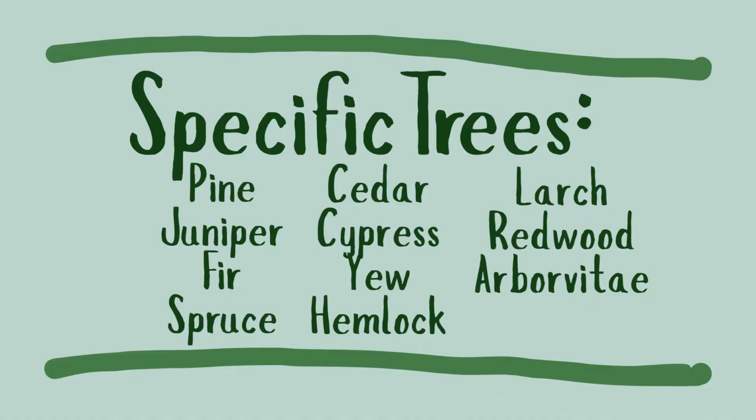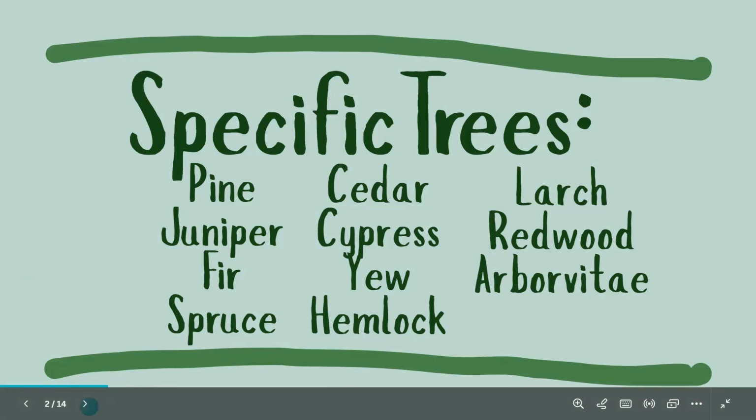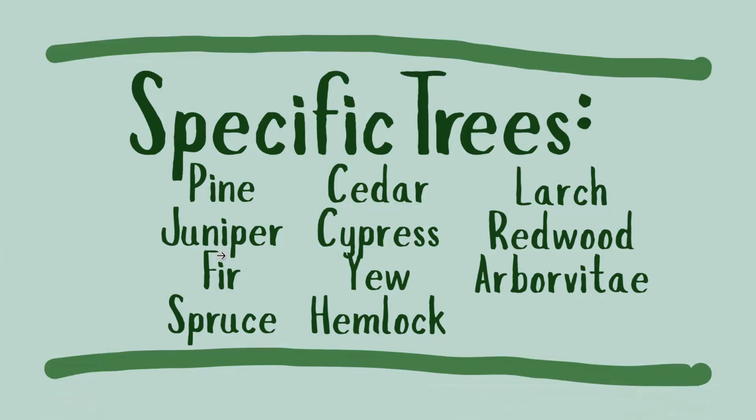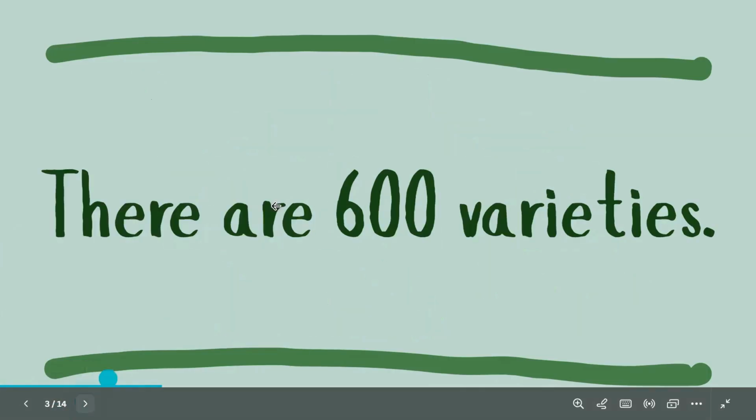We have pines, junipers, firs, spruces, cedars, cypress, yew, hemlock, larch, redwood, arbor vitae. So a lot of these you might see at the holidays around the house. Obviously, pines are traditional for holiday trees. So these are, as well as boughs for decoration. So these are some of the different types.